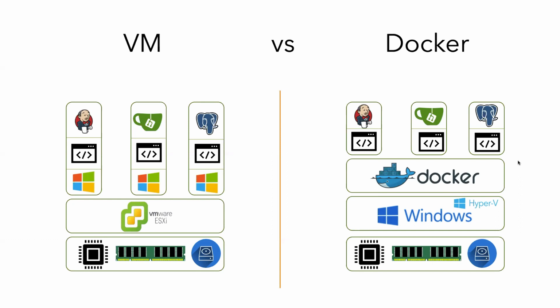As you can see on the diagram, running Jenkins inside a Windows Docker container, running PostgreSQL DB inside a Windows Docker container, and running the Git application inside a Windows Docker container. Without further ado, let's get started.